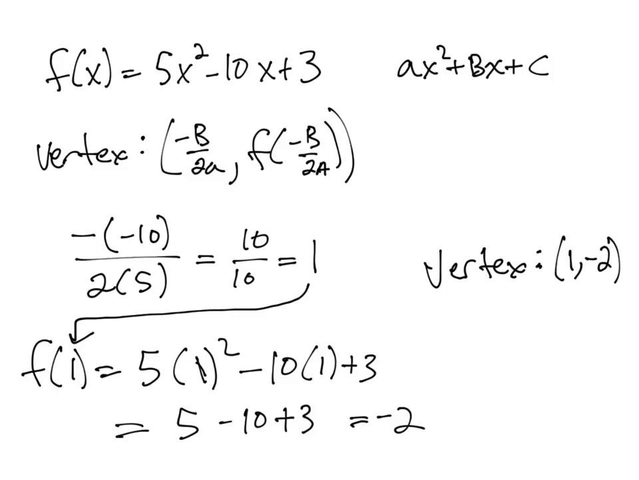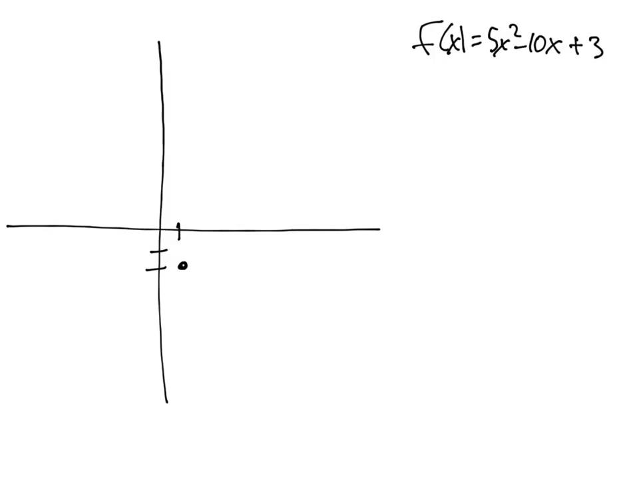And the original function is f of x equals 5x squared minus 10x plus 3. So the leading coefficient is positive. So that tells us that this parabola is going to open upward. Now, from here we can find most of the other info.